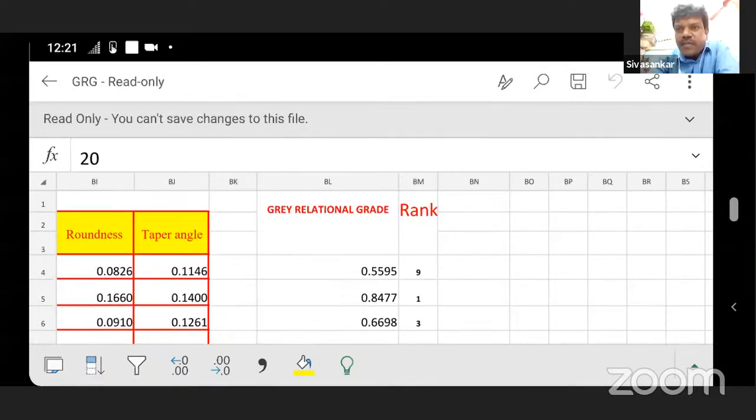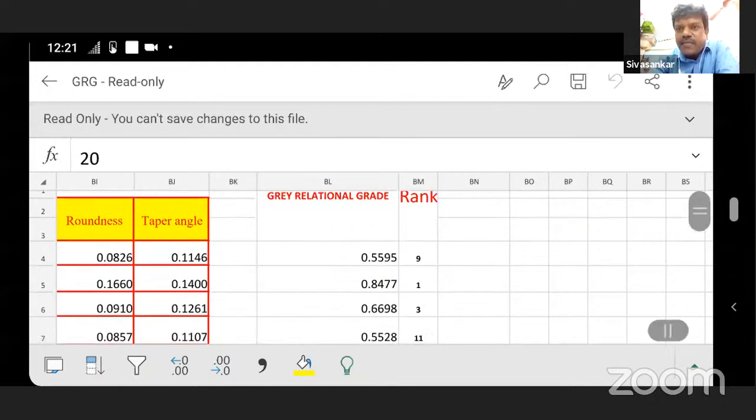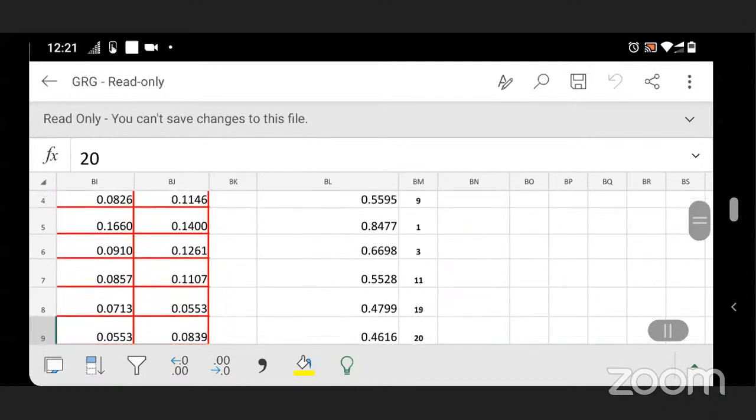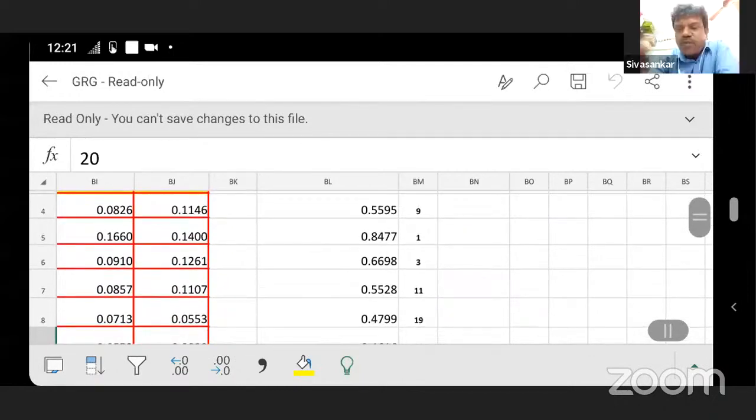But here the second experiment is taken as the best one. Clear? Now, in order to compare these two processes, that is by means of assigning equal weight, then giving the weight by means of entropy based gradation analysis, I compared these two processes by means of S by N ratio.